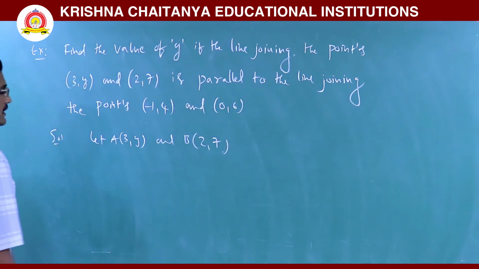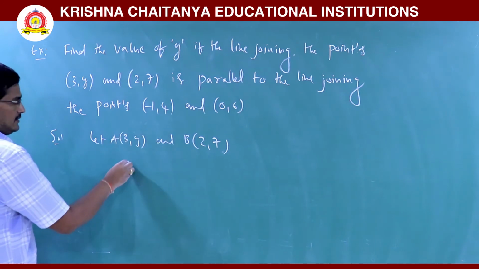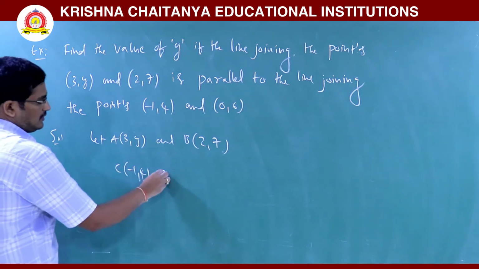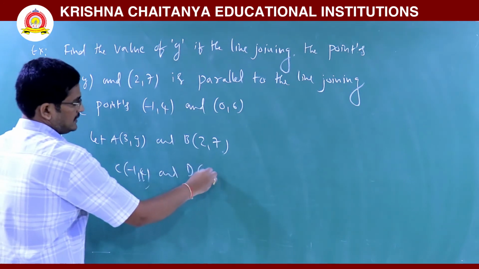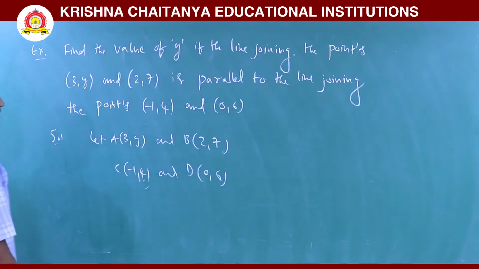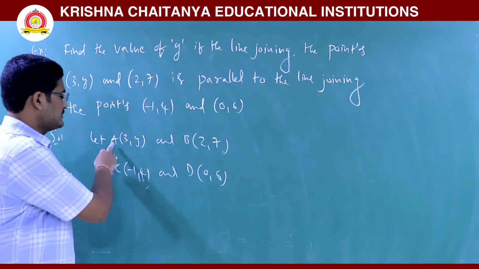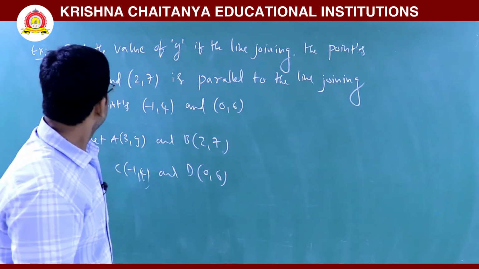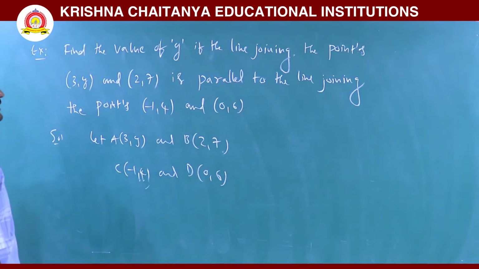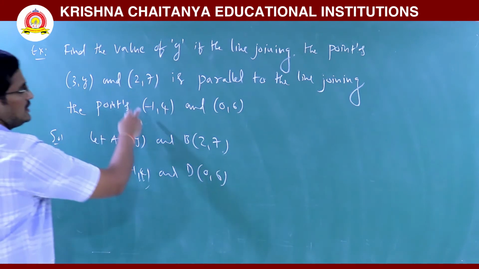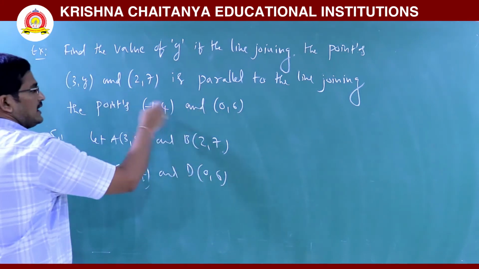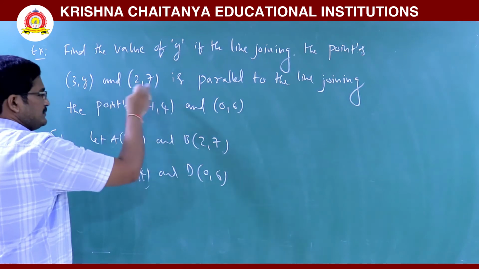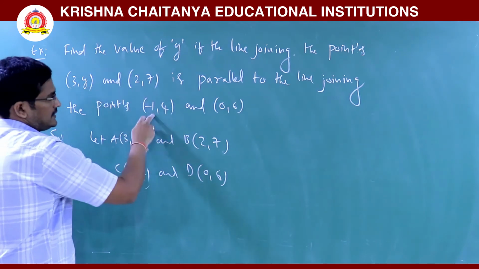C as (minus 1, 4) and D as (0, 6). So here A contains one unknown, y. Next, find the value of y if the line joining these two points is parallel to the line joining these two. This is A, this is B. Already I took. This is C, this is D.